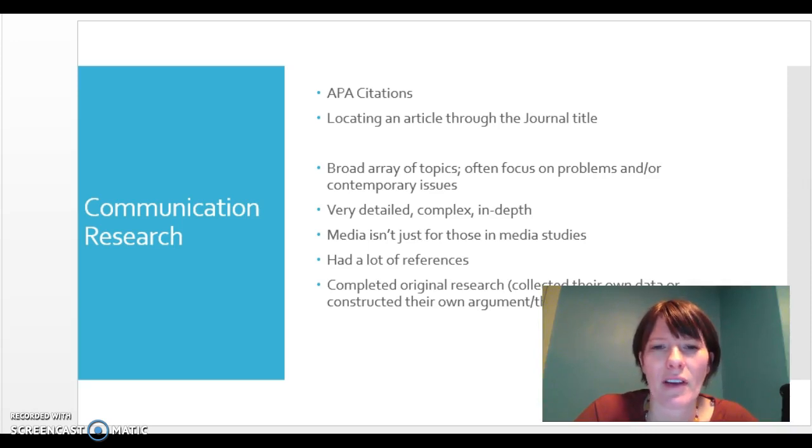People noted that the articles seem very detailed and complex. There's a lot of analysis, and they offer a very in-depth perspective on the topics rather than just a surface perspective. That's a really important thing to pay attention to in terms of scholarly research. This is one of the biggest differences between a scholarly article and, say, a newspaper article, something we'll talk more about next week.